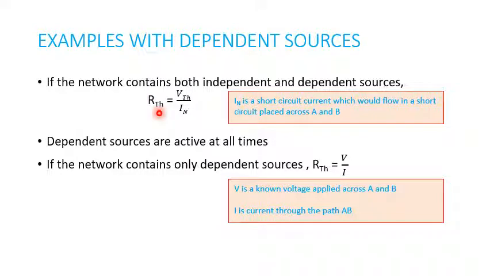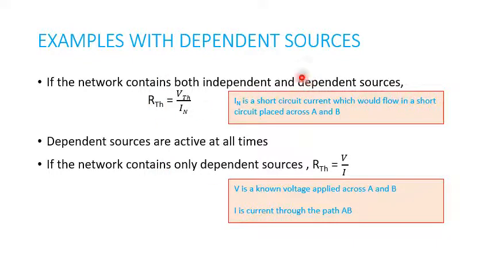resistance RTH. RTH is equal to VTH divided by IN, where VTH is the Thevenin voltage and IN is the short circuit current which would flow in a short circuit placed across A and B. And dependent sources are active all the times. And if the network contains only dependent sources, RTH is equal to V by I, where V is a known voltage applied across A and B, I is current through the path AB.